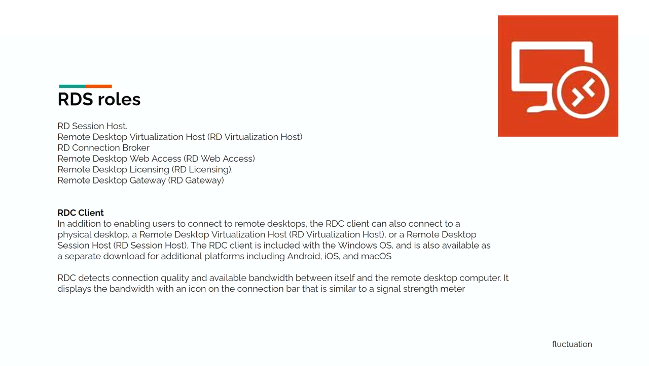And you have the RDC client. You know what it is, of course. It can connect to a physical desktop, remote desktop, or Remote Desktop Session Host. The RDC client is included with the Windows OS and is also available as a separate download for additional platforms, including Android, iOS, and macOS. RDC detects connection quality and available bandwidth between itself and the remote desktop computer. It displays the bandwidth with an icon on the connection bar that is similar to a signal strength meter.